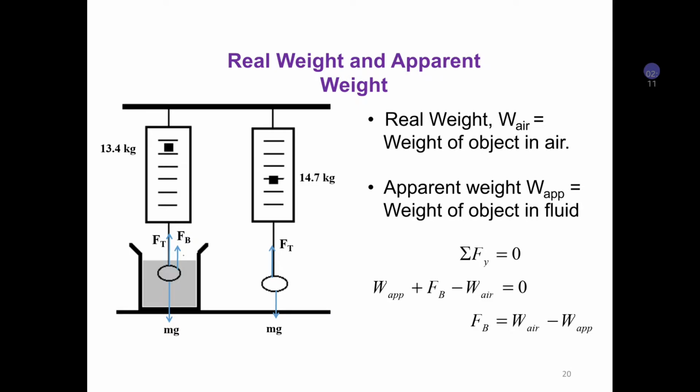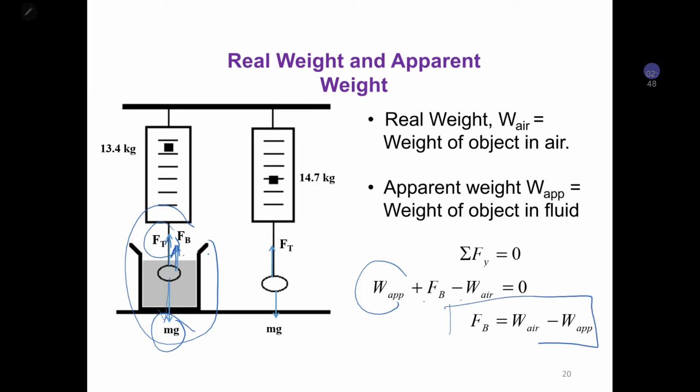Okay, so kalau awak nampak kat gambar yang pertama ni, we know that the total force on y-axis must be equal to 0. Okay, so buoyant force adalah sentiasa ke atas. Okay, so and then weight adalah weight air, which is weight dalam keadaan biasa lah kan. Dan juga apparent weight. Apparent weight ni adalah weight yang dibaca oleh tension. So weight apparent plus buoyant force minus dengan weight air is equal to 0.